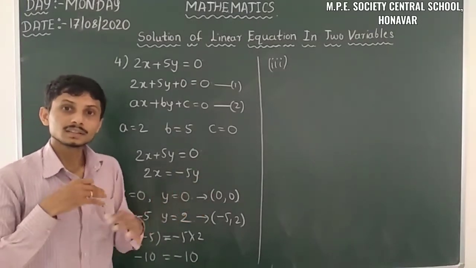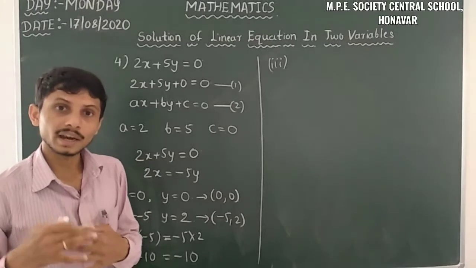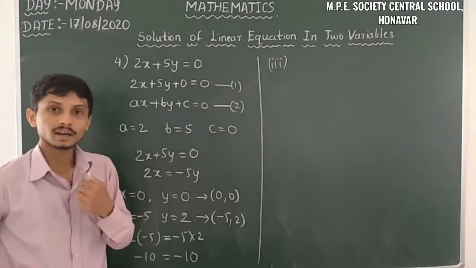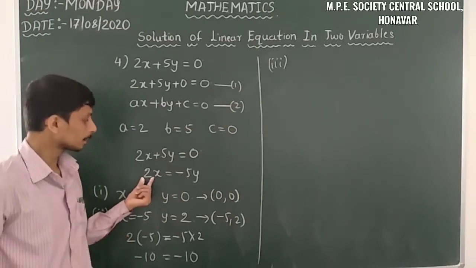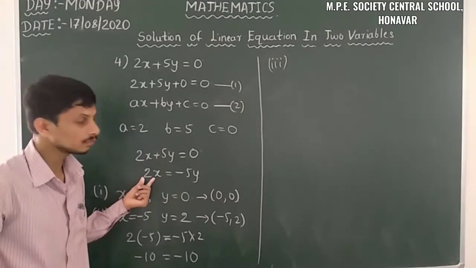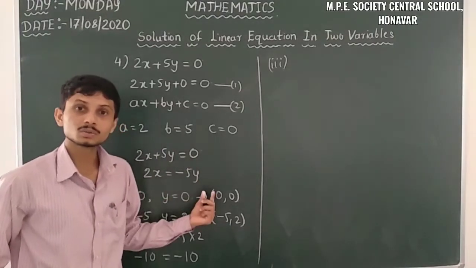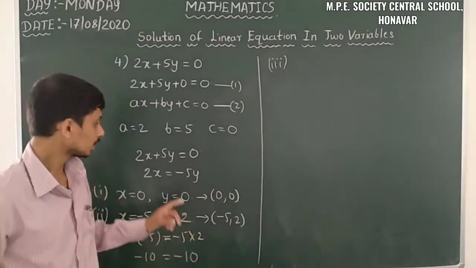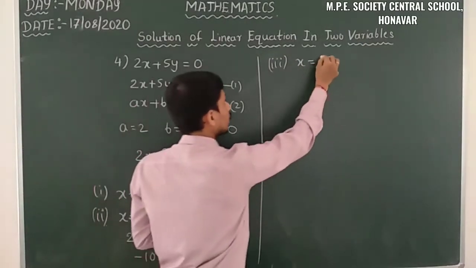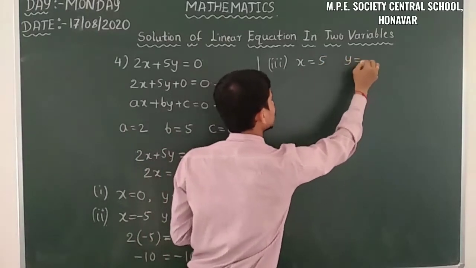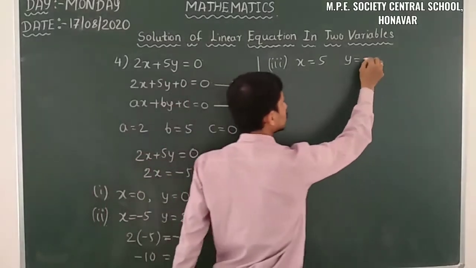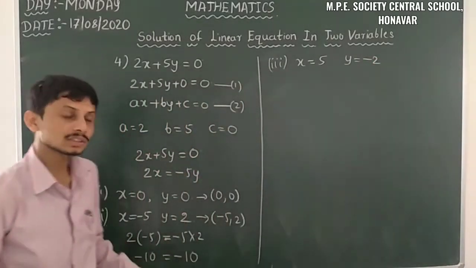We can take the additive inverse of minus 5 as the value of x. Then the coefficient of x is 2, and we can take its additive inverse as the value of y. So that means here we have to take x is equal to 5 and y is equal to minus 2. Now just check whether it is right or wrong. We have to check after that.